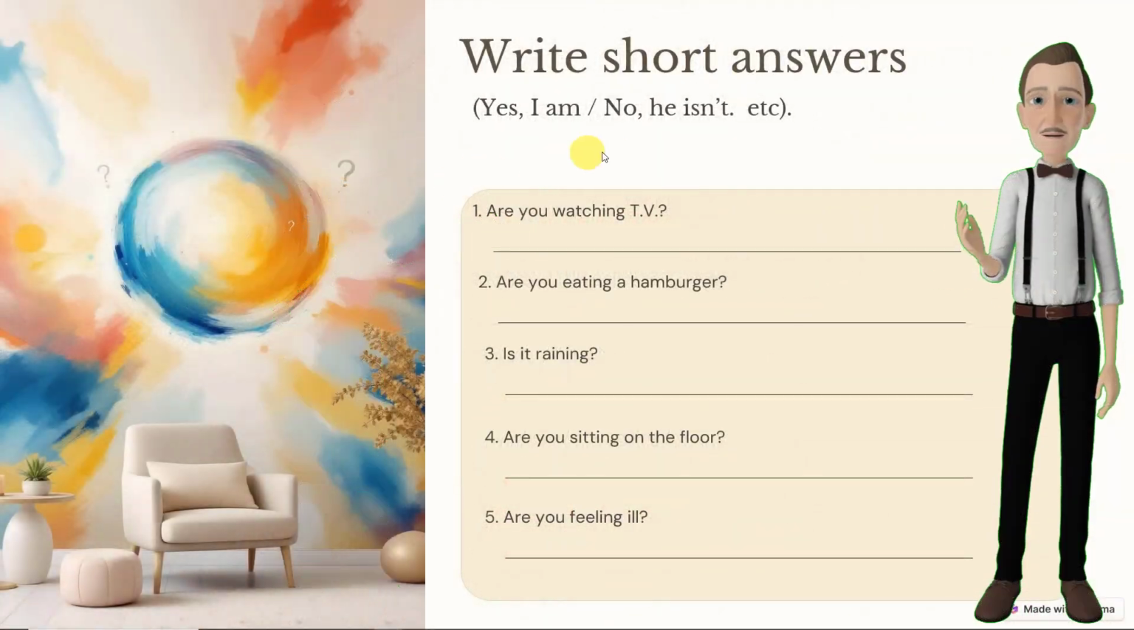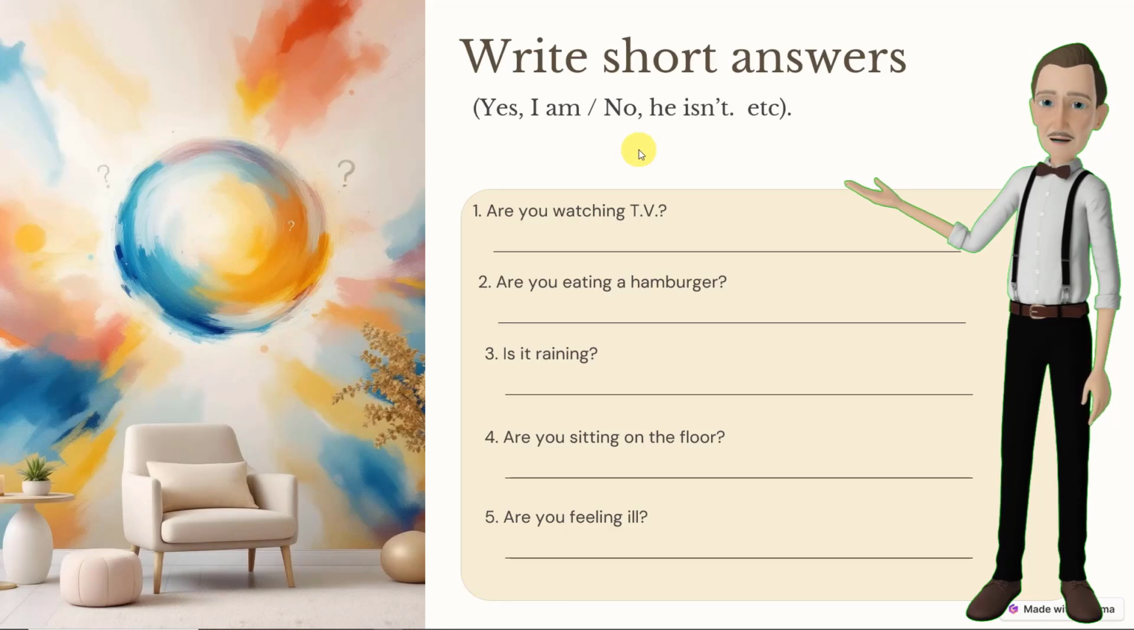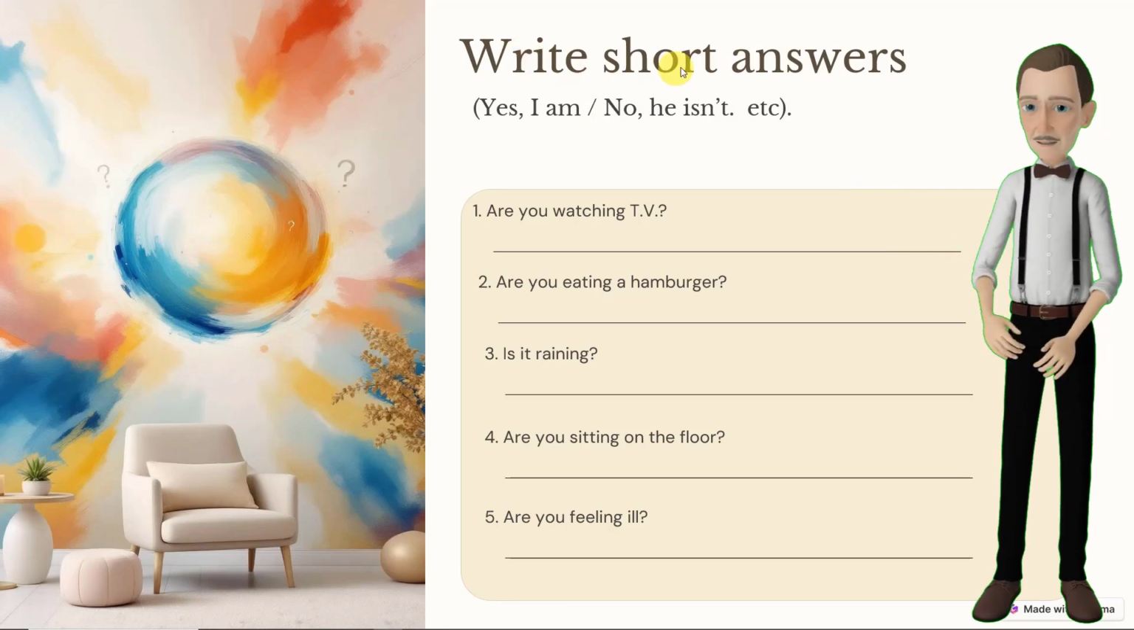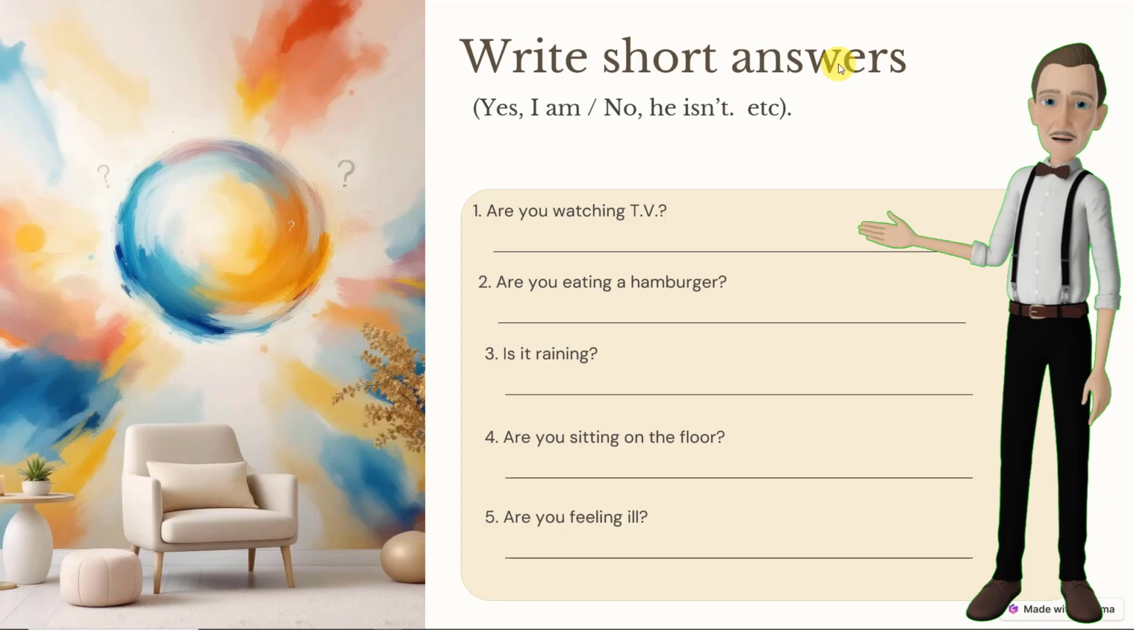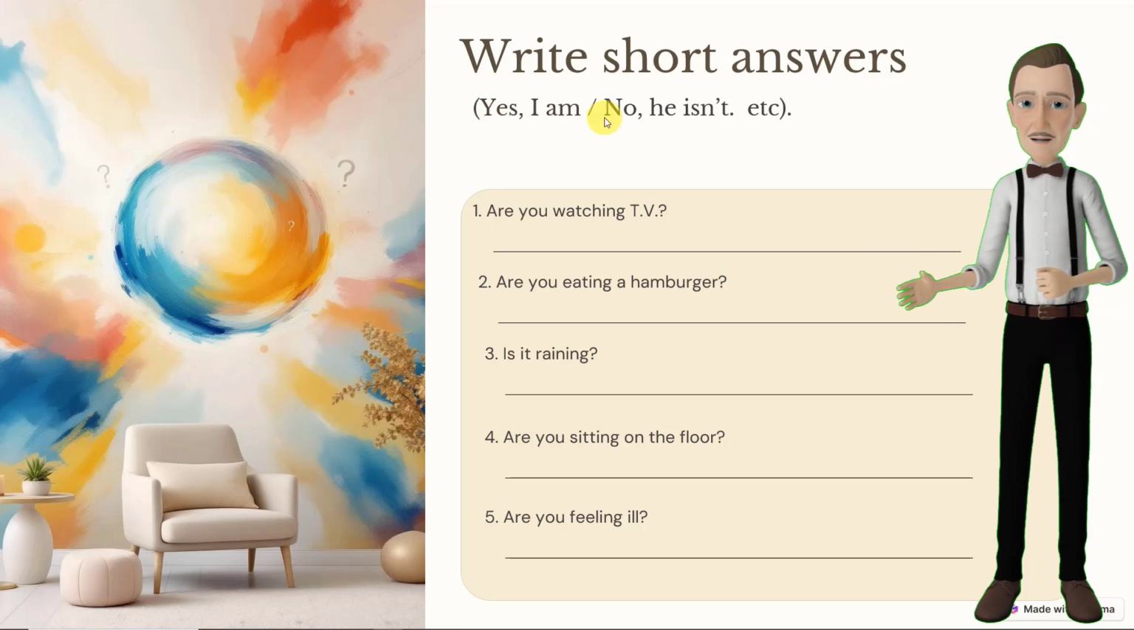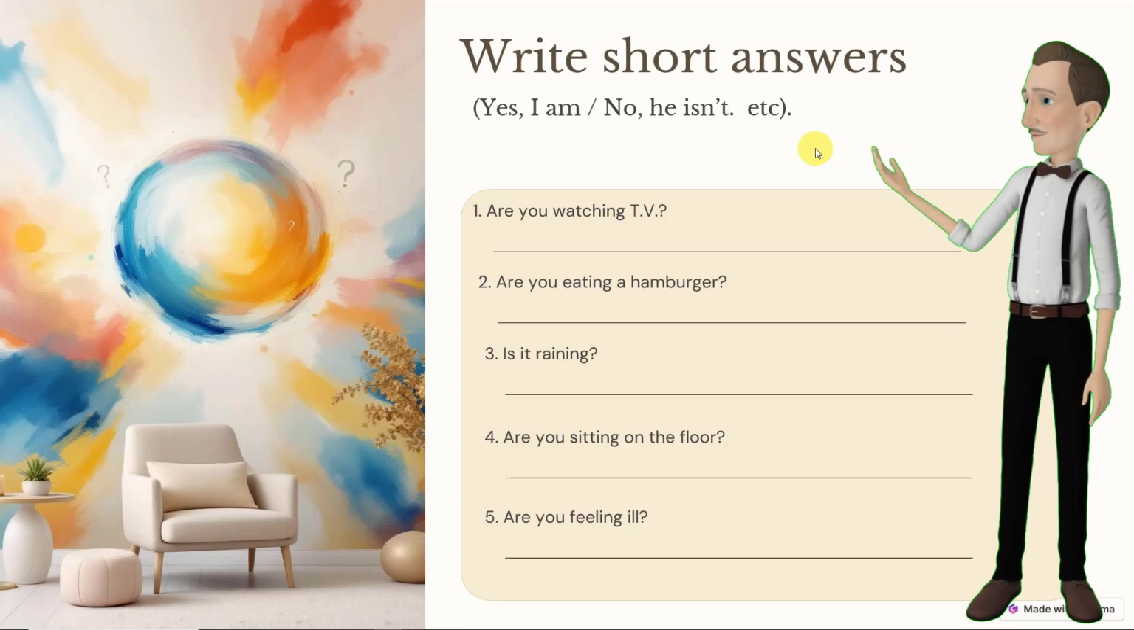Righto. Okay, now that you know how to make the questions and you've had some practice in making them, let's have a look at writing short answers, yes/no answers, like yes I am, no he isn't, etc. Righto, let's have a look. There are only 5 of them. So let's have a look at it once again, guys.